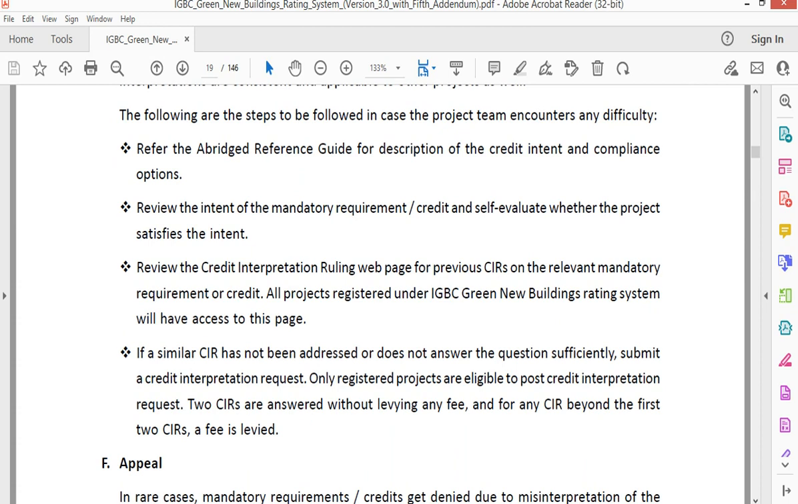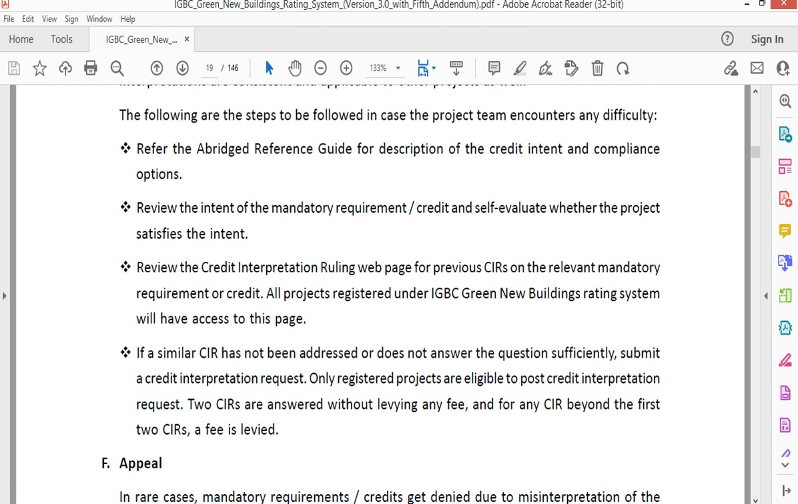So the first step is referring to the abridged reference guide for the description of the credit intent and the compliance options. That will be referring to this guide. And the second step is about reviewing the intent of that mandatory requirement and the credit, and the project team should self-evaluate to understand whether the project actually satisfies the intent or not.